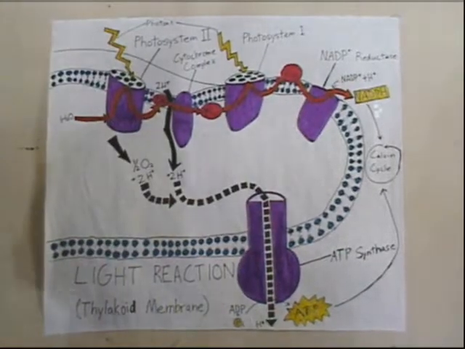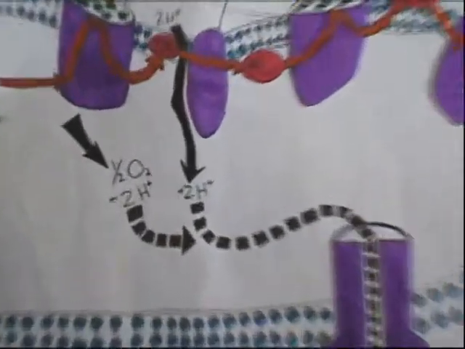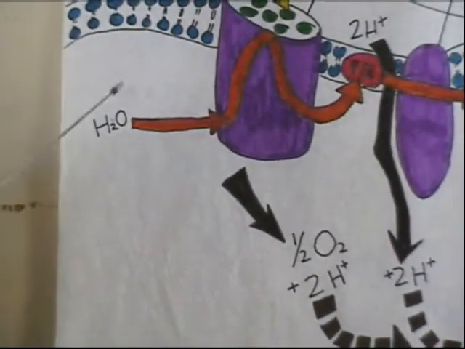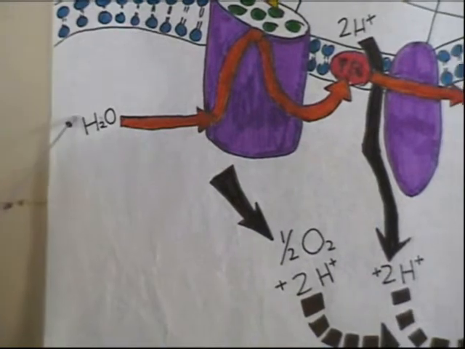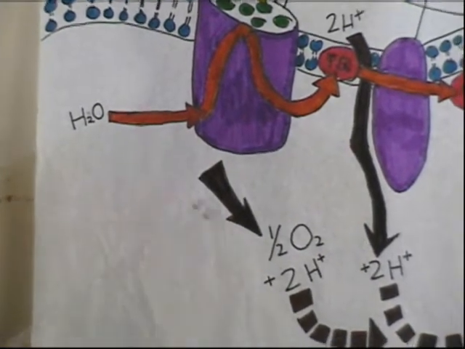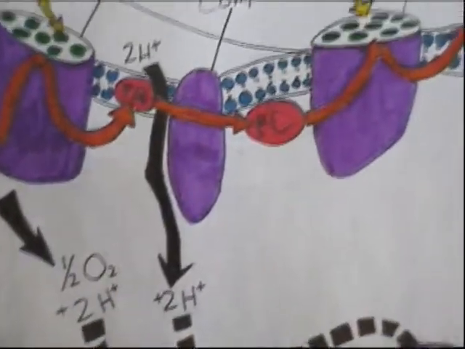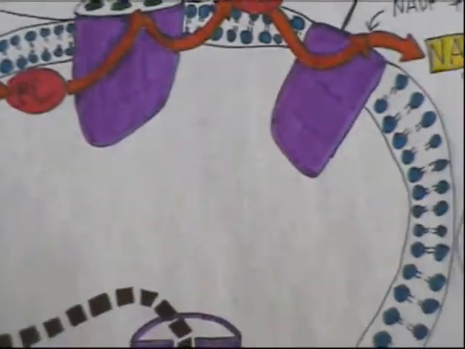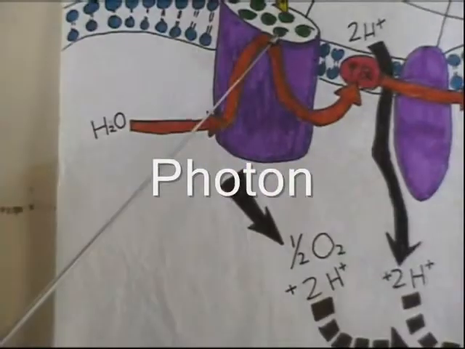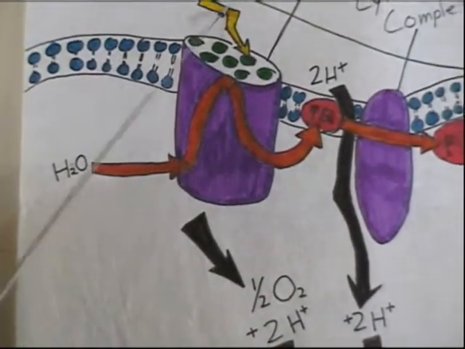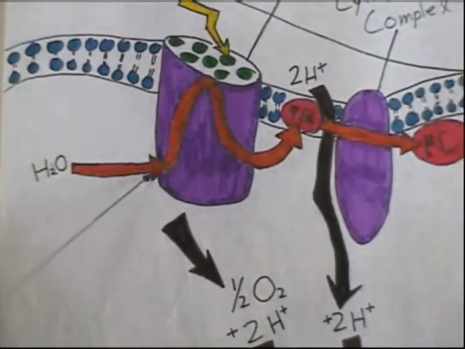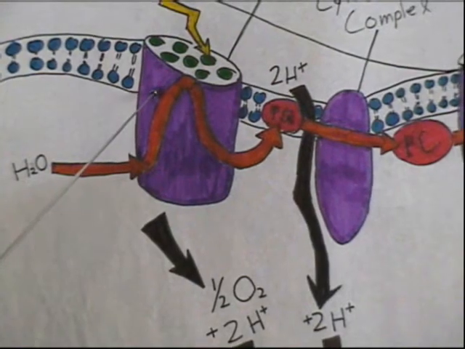Okay, so first we're going to follow the pathway of the electrons. When water splits, two electrons are separated from the protons. The protons move into the thylakoid, and the electrons move through this specific pathway. First, the electrons go into photosystem 2, where a photon hits it. A photon is a particle of light, and the energy created raises the energy level of the electrons.